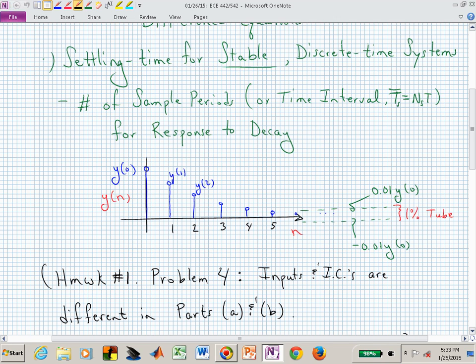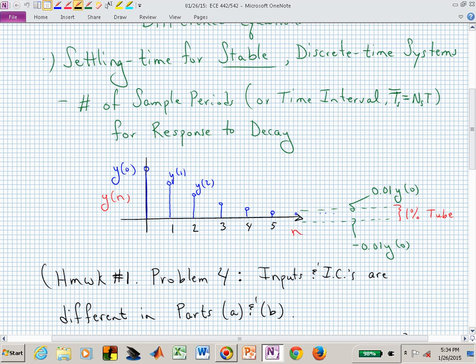If you have a signal that's oscillating, positive and negative, it might cross into that tube and then leave, then go through it again many, many times, but you want to think about what's the time when it first enters that tube and remains in that 1% tube. That's what these dashed lines are supposed to be representing. Obviously, that's not 1% of this diagram's initial condition, but it's hopefully illustrative of what we mean by a particular settling time.